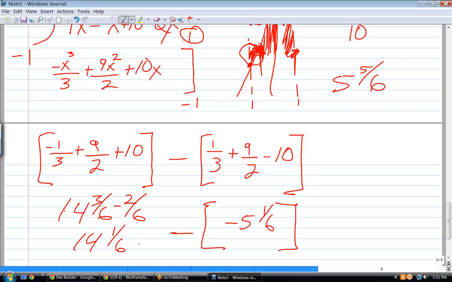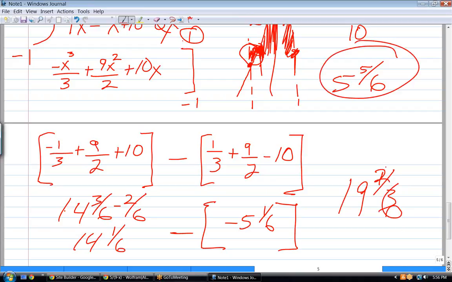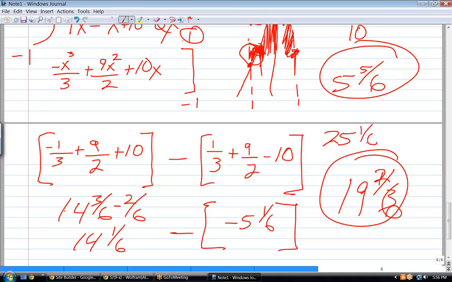So the area to the right of my cross point is 19 1/3, or let's say 2/6. I've got to add it to that. So those two numbers, which is 25 1/6, should be the answer. So this right here equals 19 1/3. 19 2/6. Yes, 19 1/3. Okay.